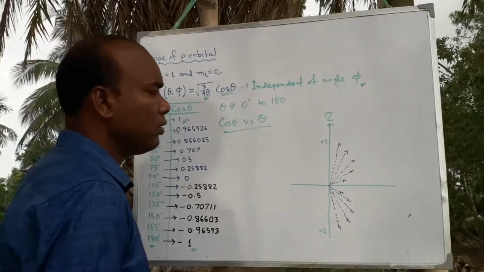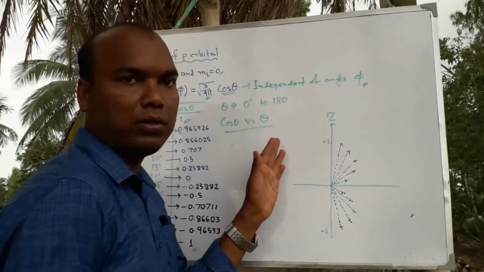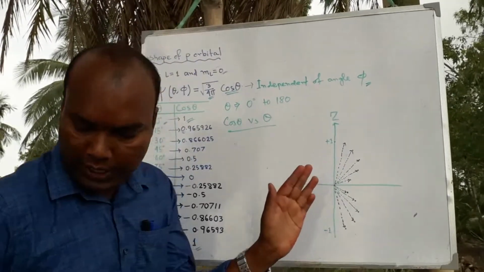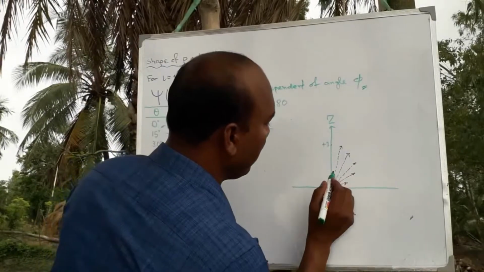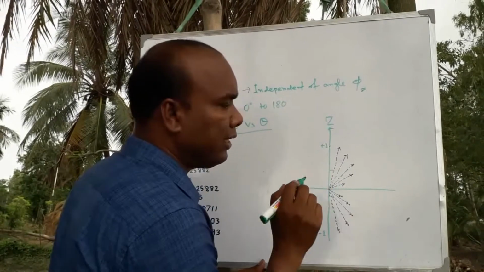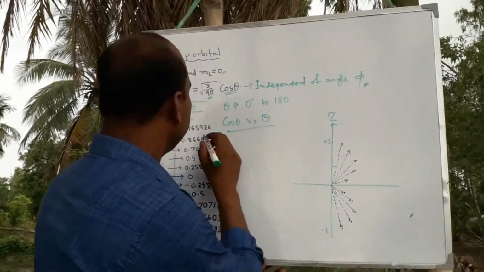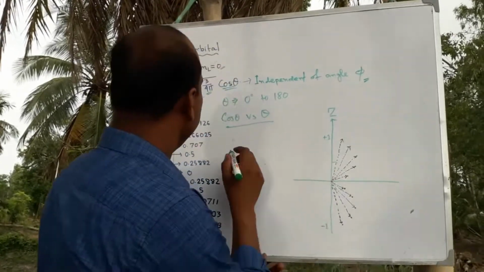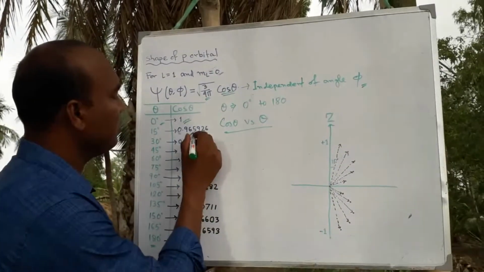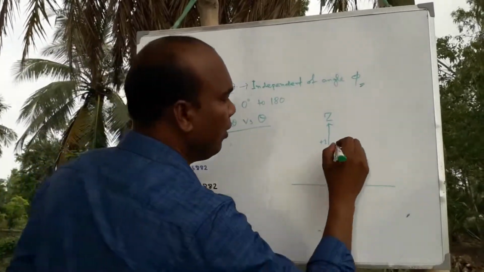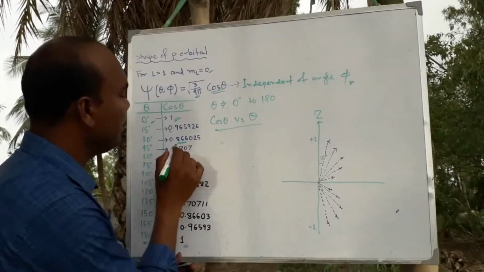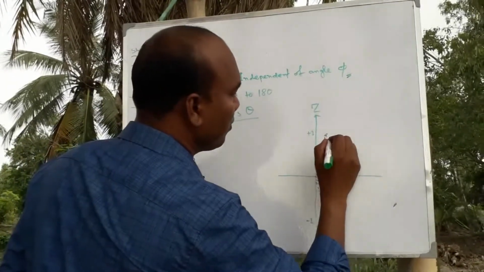Now if we plot cos theta versus theta, you know what is theta? Theta is the angle between the radius vector and the z axis. So if the angle is 0 degree, then the value is 1. Now if the angle is 15 degree, you see the value is 0.96. So the value will be this. Now come to 30 degree, you see cos theta is 0.866. So this is the value.